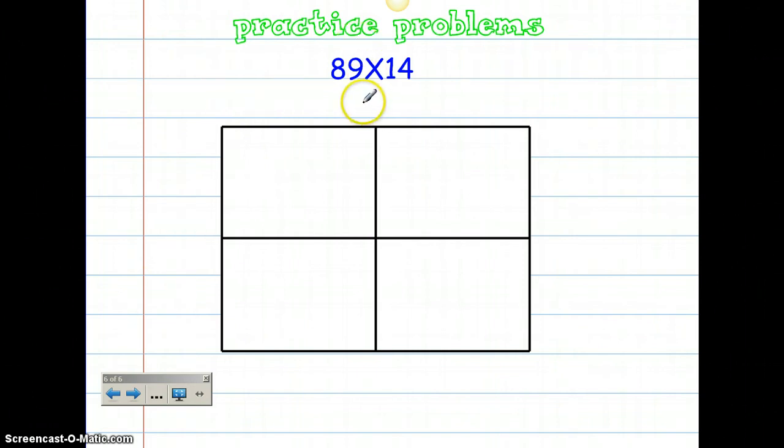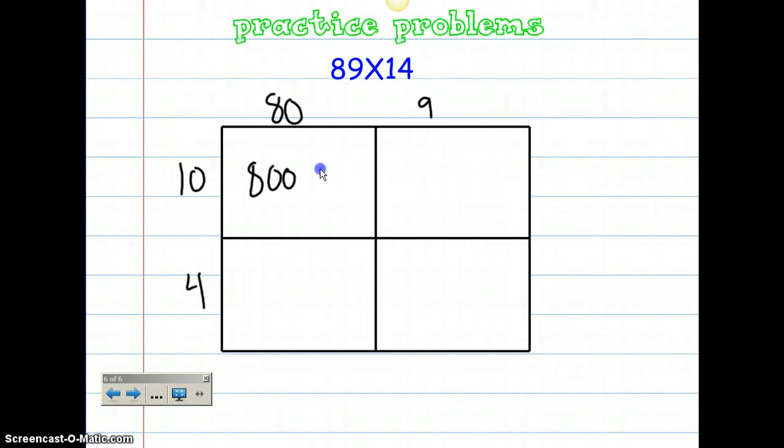What do I break 89 down into? I break it down into 80 and 9. I'm pulling out the 80 tens, the 9 ones. This is going to be broken down into 10 from the 14 and a 4. So 8 times 1, well, that's an easy basic fact. 8, and then I'm going to place 2 zeros at the end.